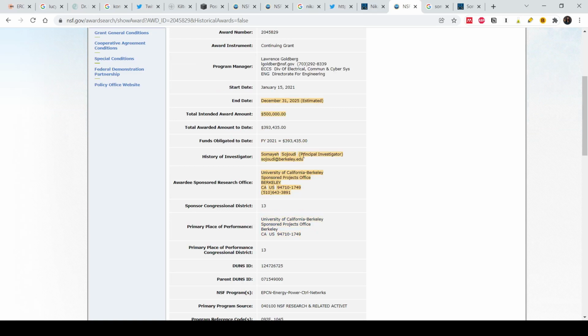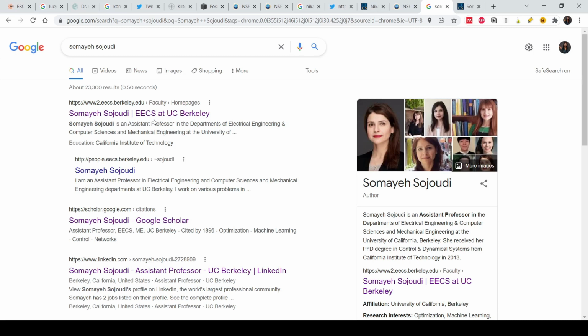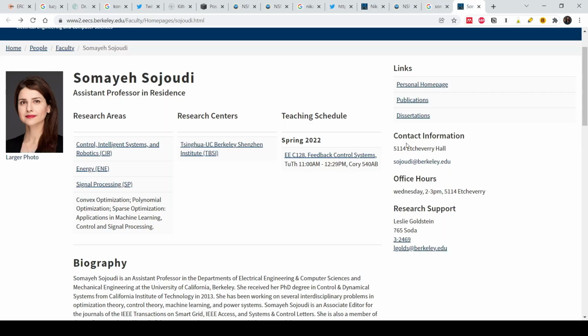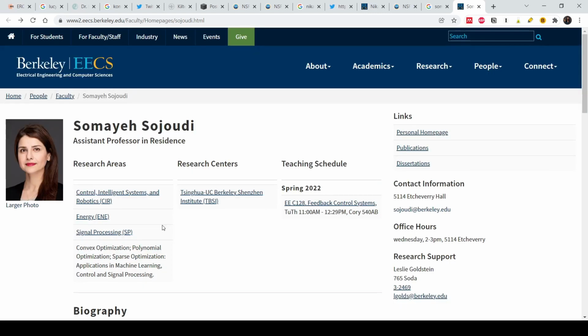You come to the abstract and identify the information that is of use to you. You go to Google, you find her, you go to her website, you try to get her email, which is this. Try to look at her research, what she's done, and publications in those fields to make communication easier. And voila, that is it. This is basically how to find supervisors with assured funding.